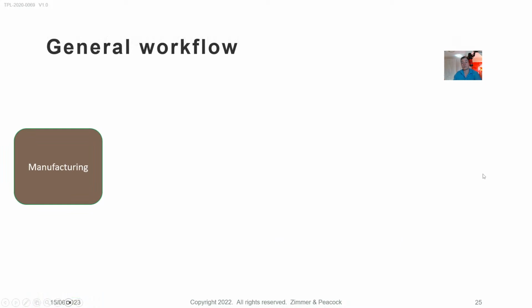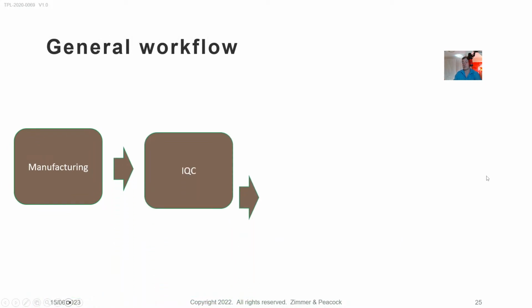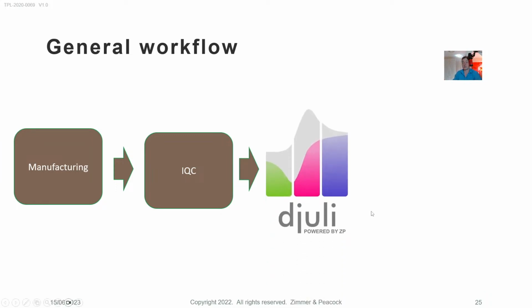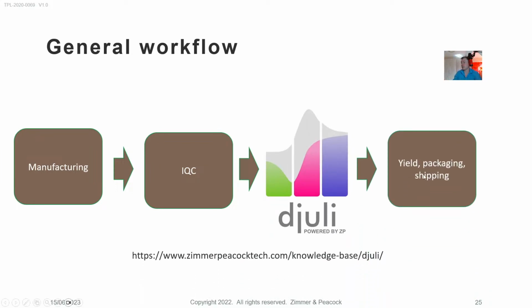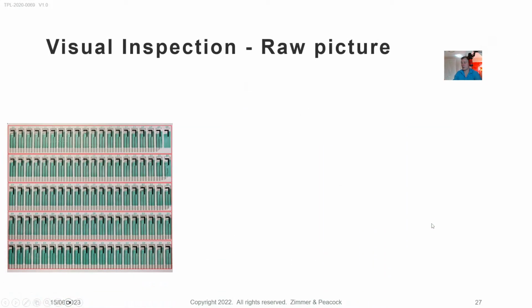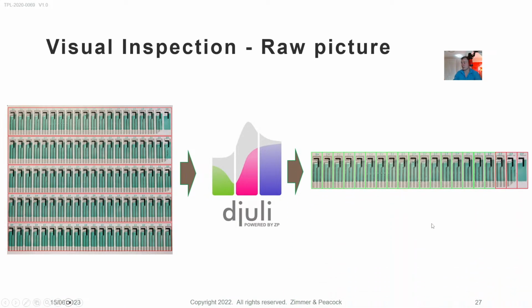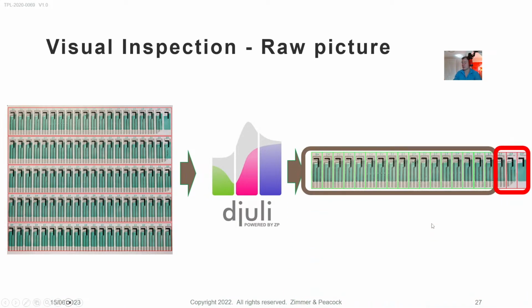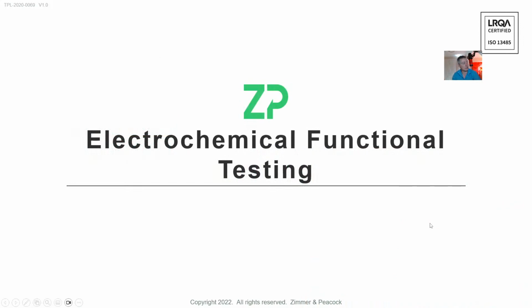Now our workflow is this. We do manufacturing, and then we do what we call IQC, which is incoming quality control, because we're manufacturing and then want to bring those electrodes into our systems. We have a process, and a cloud system called Julie, which allows us to process a lot of data. Everyone does visual inspection. It's not that hard. At ZP we do it, making sure that anything obviously gross is rejected.